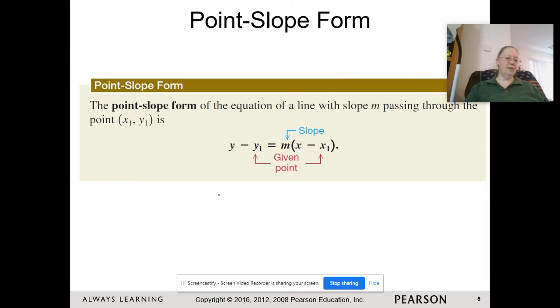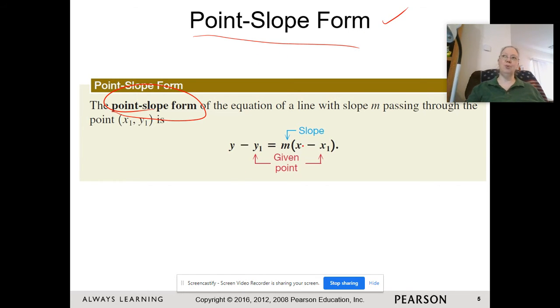We have a third form, which is called point slope form. This is good for one thing and one thing only. The only thing it does is write equations. That's all we use it for. We don't use it for anything else. Standard form, we use it for lots of different stuff. Slope-intercept form, we use it for lots of different stuff. Point slope form, the only thing we use it for is to write an equation. And typically this is how we write equations.